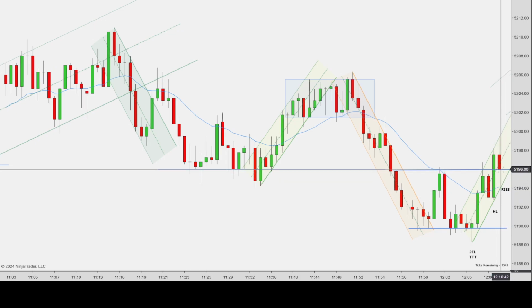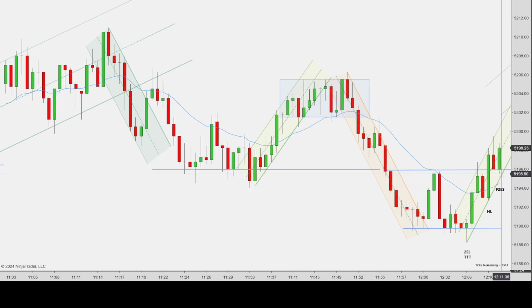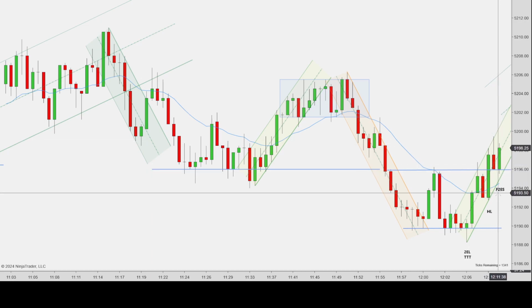So it comes down, it looks like it's going to break back in, potentially a failed breakout. And then it ticks one tick below, actually two ticks below, and then flashes up. So I thought, oh, this is a failed second entry short. This is a possible trade.